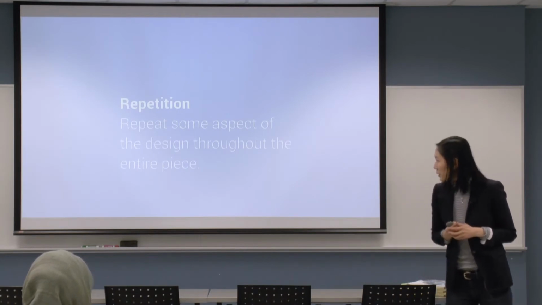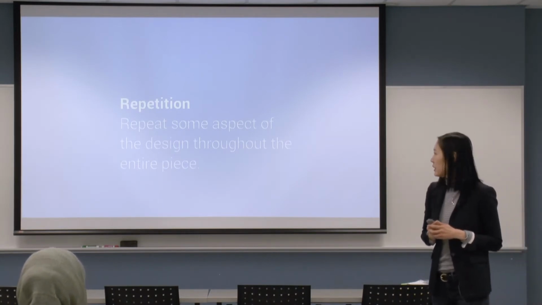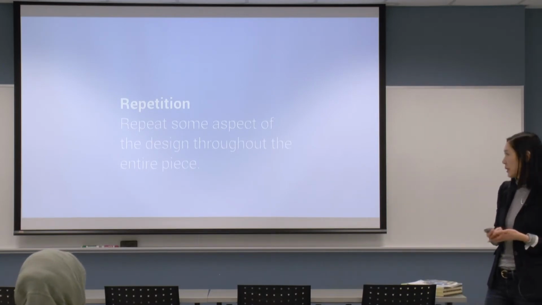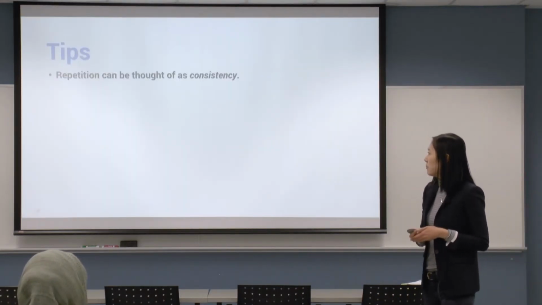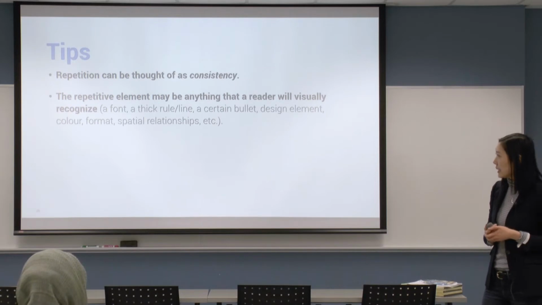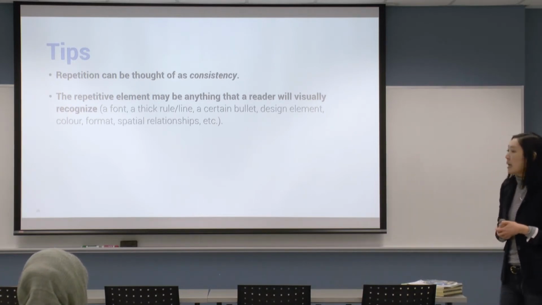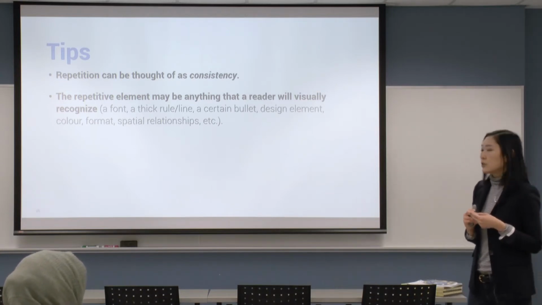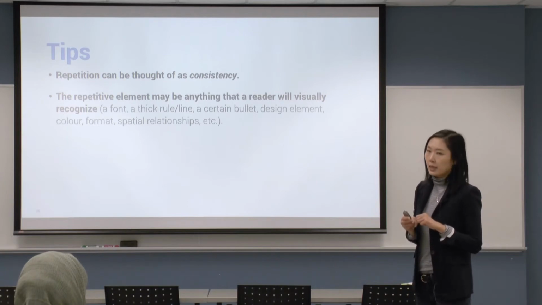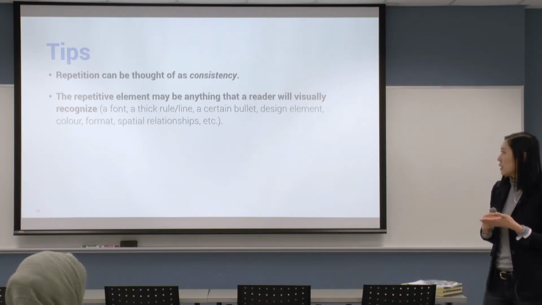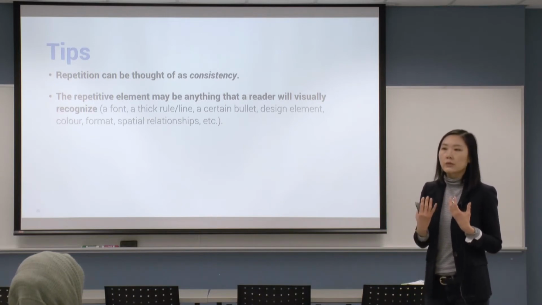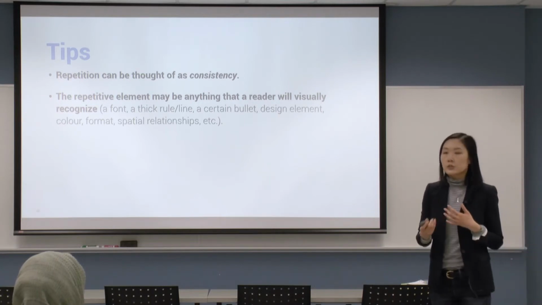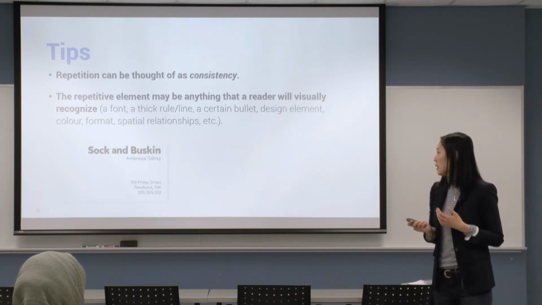Okay, the third one I want to talk about is repetition. Right? Repetition essentially just means repeating some aspect of your design consistently throughout your layout. Okay? You can think of it as consistency. So it could be any element. It could be textual or graphical elements. So it could be using the same font in another section of your layout. It could be something like a thick rule or a thin line, a certain bullet design element, a certain color or spatial arrangement.